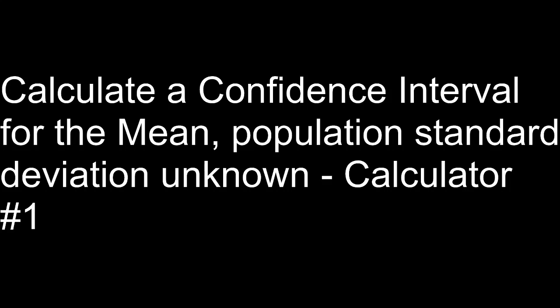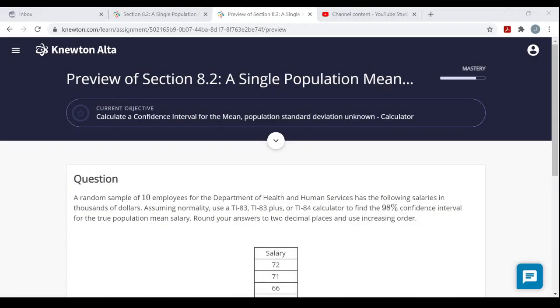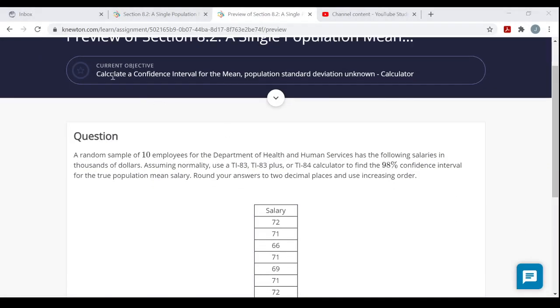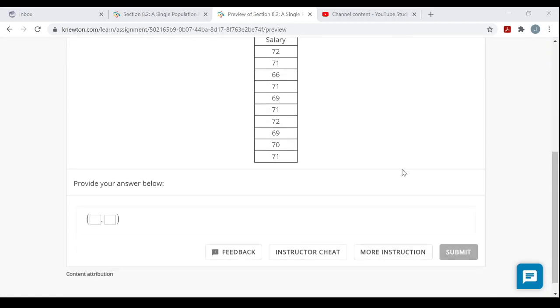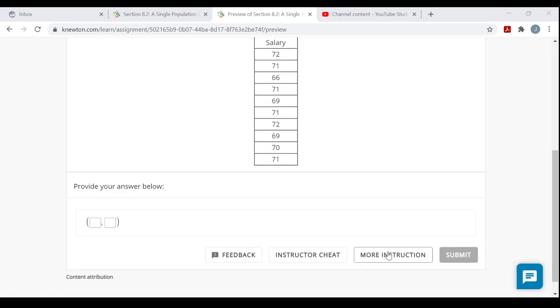All right, and it's with the population standard deviation unknown, right? Sigma's unknown, so we're using the student's t distribution with so many degrees of freedom as opposed to the standard normal. You're using t scores instead of z scores. This is number one, the first video on a question like this. I'm probably going to get to a second one as well. If you're unfamiliar with this, go to more instruction and read up on how they're doing this with the calculator.